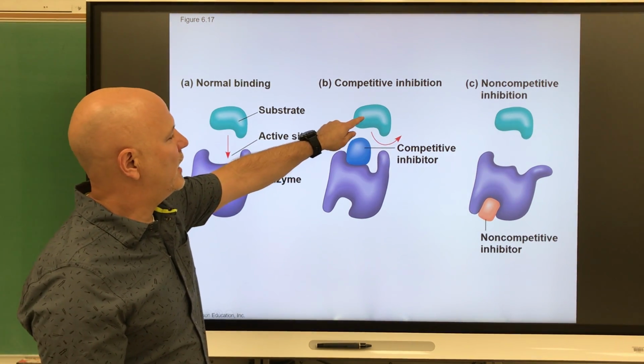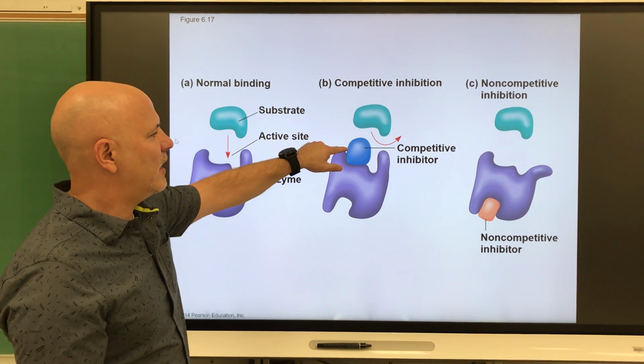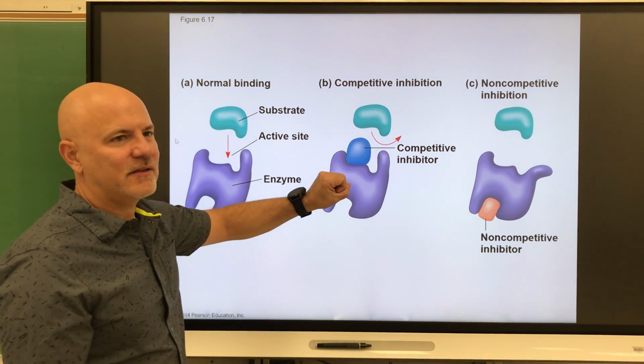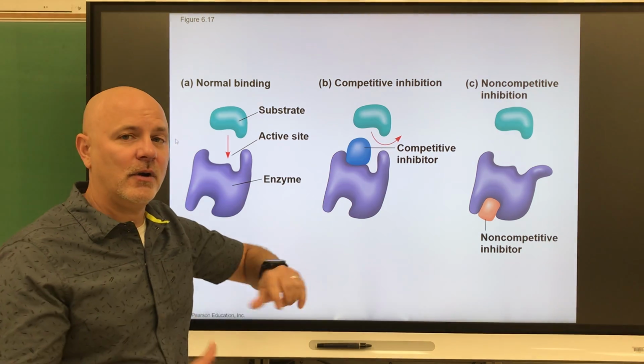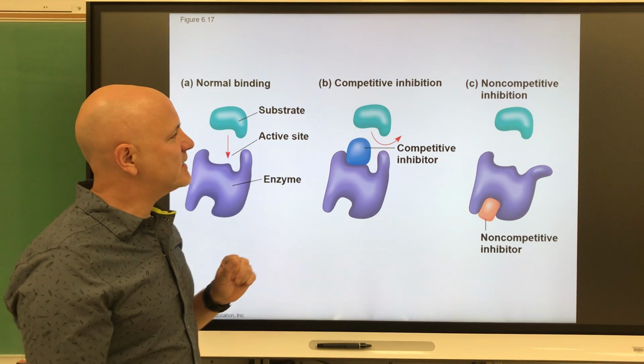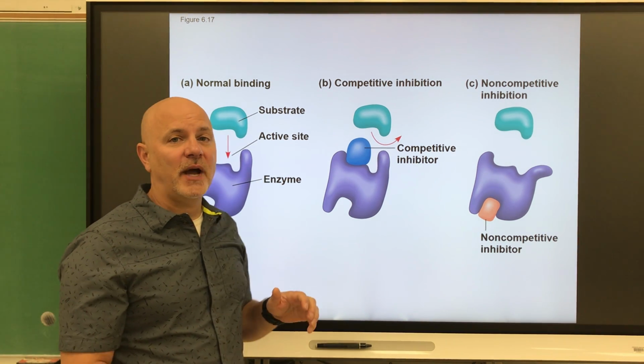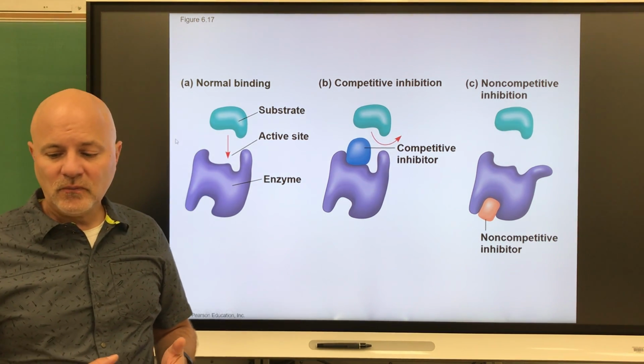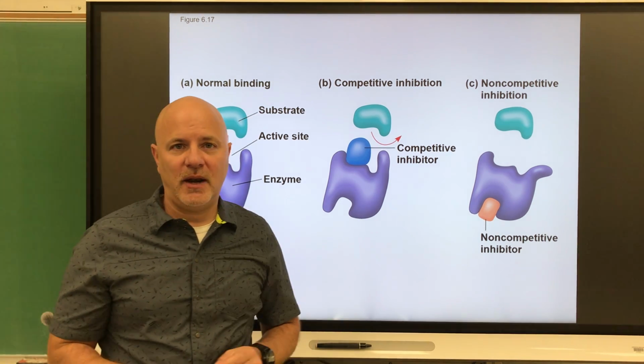So here's the substrate, here's the competitive inhibitor. It's competing for that active site. And so that competitive inhibitor, most likely the product, binds to that active site. That prevents the substrate from binding, and so there's no reaction. The other way is through non-competitive inhibition.